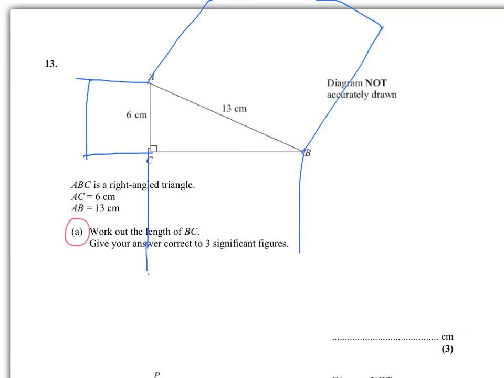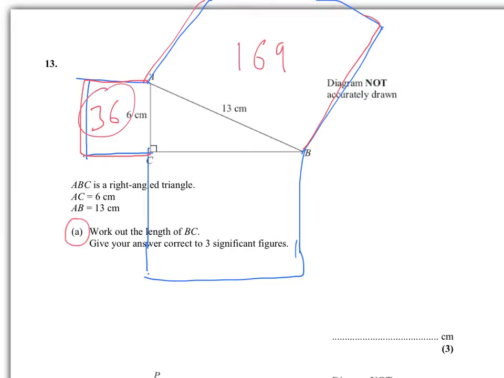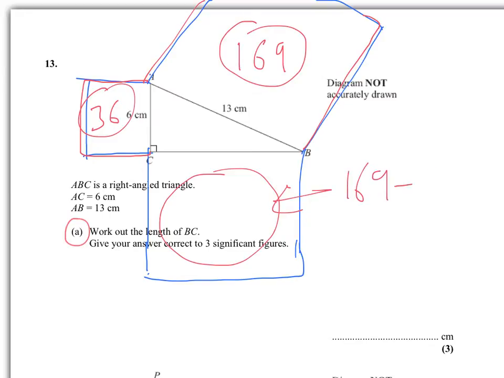And if you remember, with Pythagoras theorem, what we say is that the area of the small square and the area of the medium-sized square equals the area of the big square. So the area of this small square here is 6 times 6, that's 36 centimetres squared. The area of this big square here is 13 times 13, so that's 169 centimetres squared. So that means that 36 plus something is 169.